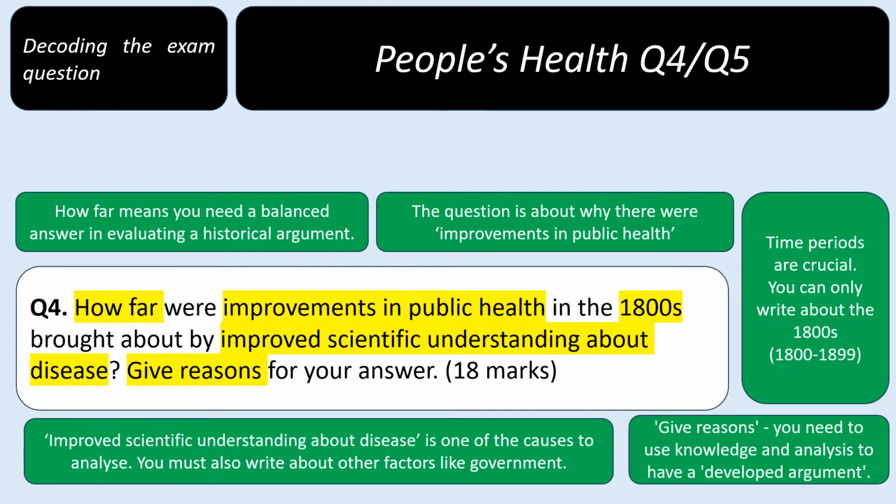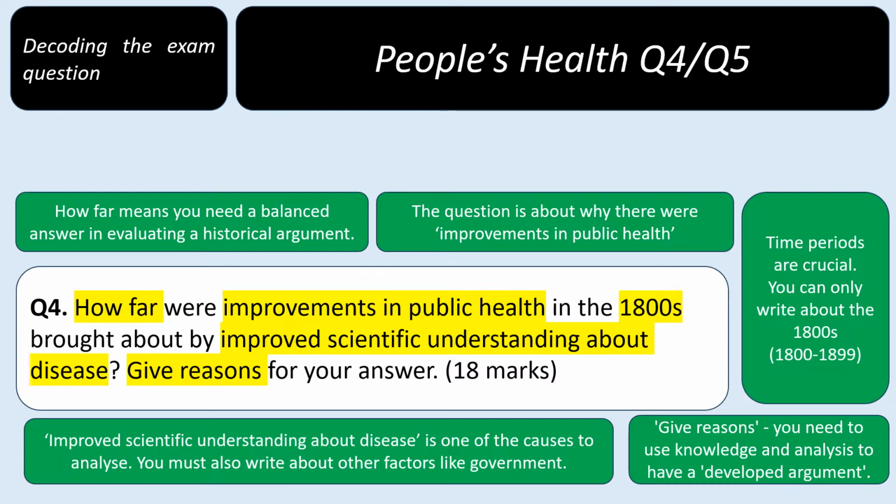How far means you need a balanced answer in evaluating a historical argument. You need to have a degree of balance, so of the 4 key arguments you have, at least one must be agree and at least one must be disagree. But it can be, say, 1 agree, 3 disagree if you want. The question's about why there are improvements in public health. It's a causation argument, okay? So it's all about why there are improvements in public health during this time period.